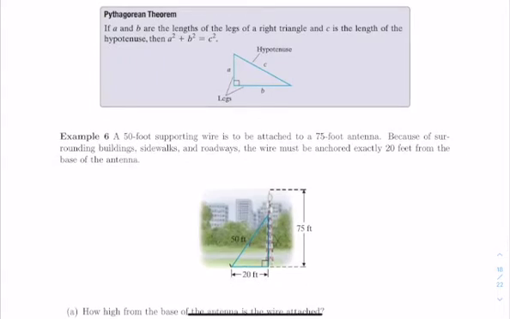A 50-foot supporting wire is to be attached to a 75-foot antenna. Because of the surrounding buildings, sidewalks, and roadways, the wire must be anchored exactly 20 feet from the base of the antenna. How high from the base of the antenna is the wire attached?